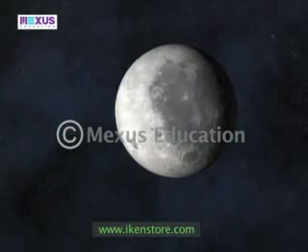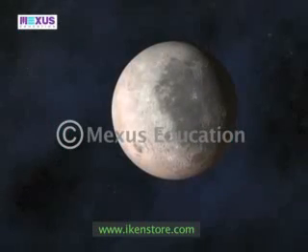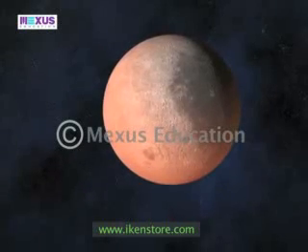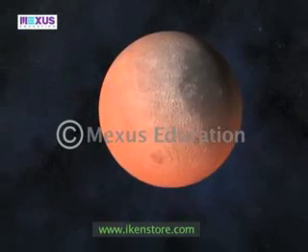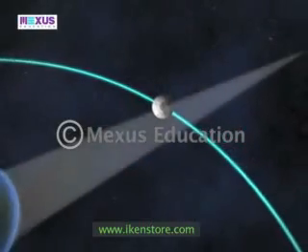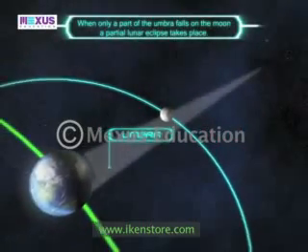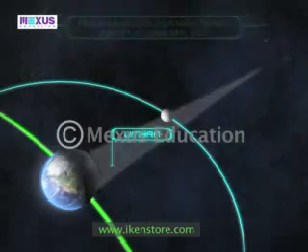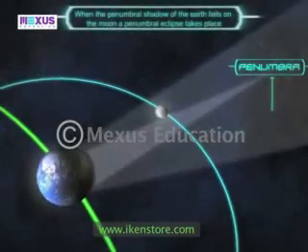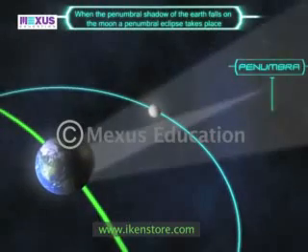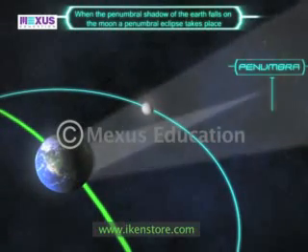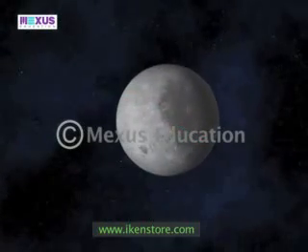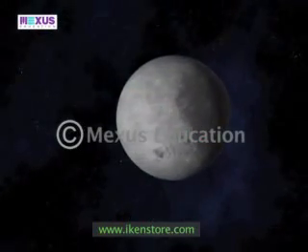The Earth blocks the Sun's rays from reaching the Moon, and the Moon appears to be reddish in color during a total lunar eclipse. When only a part of the umbra falls on the Moon, a partial lunar eclipse takes place. When the penumbral shadow of the Earth falls on the Moon, a penumbral eclipse takes place. The eclipse causes a slight darkening on the Moon's surface.